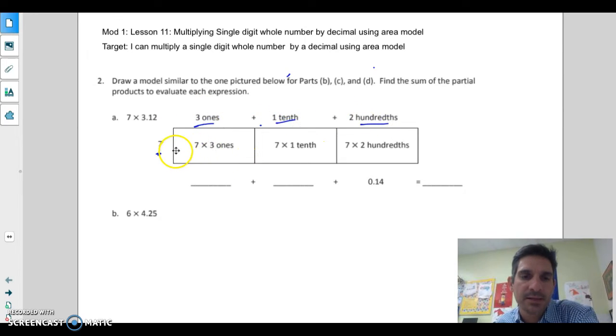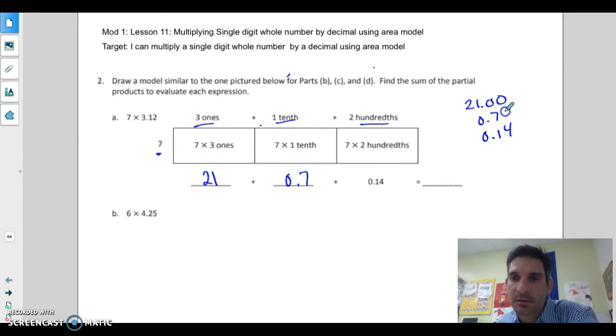And then they multiplied 7 times 3, and you got 21 ones. So they put 21 here. And then this is 7/10. And there's 14 hundredths because 7 times 2 is 14 hundredths. So now you put that together: 21 plus 7/10 plus 0.14. So you get 21 and 84 hundredths.